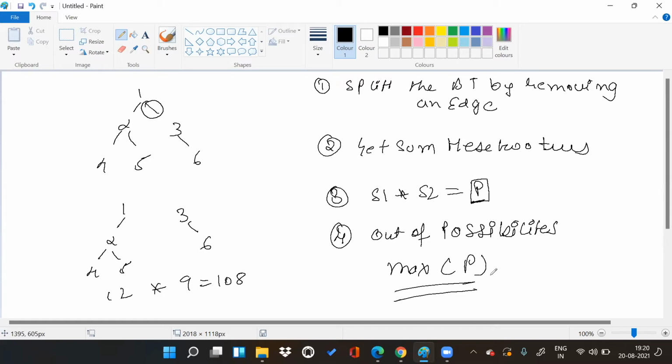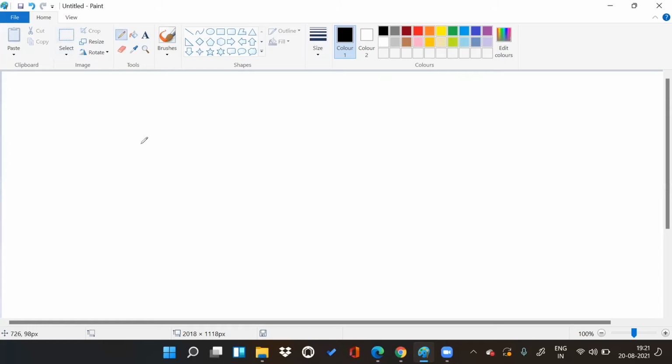So in order to get this particular product P, let's first see some of the possibilities that could be made with this particular example. Let's take that same example again, which is the example given to us. Let's try and remove this particular edge and see what it looks like. If we remove this edge, we would have a subtree that looks like this, and another subtree that looks like this.